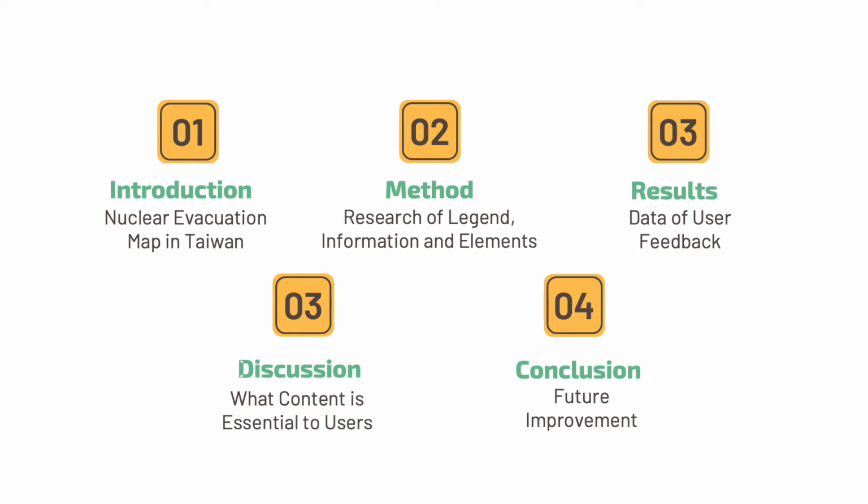The table of contents will follow the order of the paper. Start from nuclear evacuation preparation in Taiwan, the separated method of legend, information, and elements. Then will be the discussion of the better readability and usability of the content from users' feedback. There will be some future improvement points to share at the end of the time.